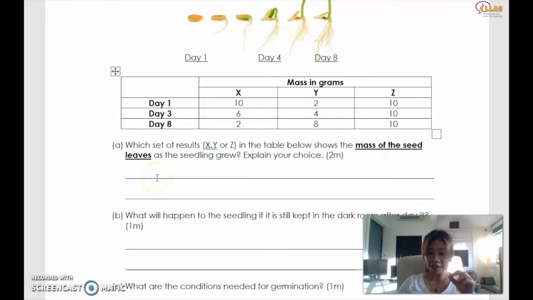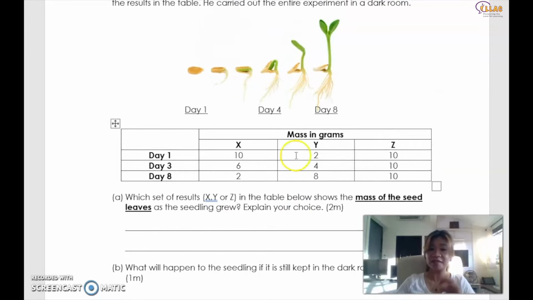As you have learned in the keywords section just now, I've shown you the mass of the seed leaf will decrease as the seedling grows. Why is that so? Because as the seedling grows, it takes energy from the seed leaf, which is why the seed leaf will lose weight as it grows taller and taller, and eventually it will shrivel and become like nothing over here, as the true leaves take over to start making food for the shoot to continue to grow.